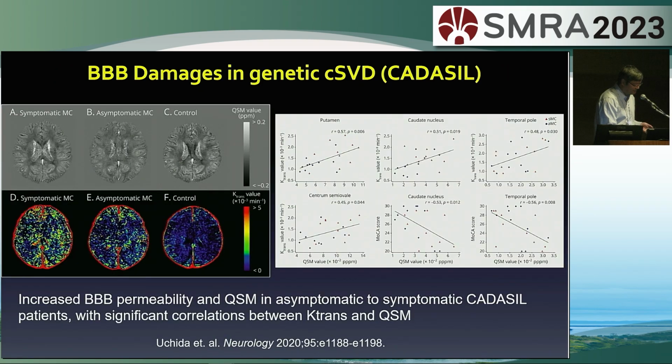On the contrary, in another study by Dr. Uchida in Japan, he published a study in the genetic form of small vessel disease, CADASIL, showing increased BBB permeability correlated with QSM.